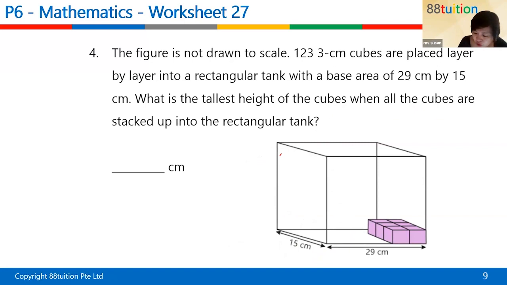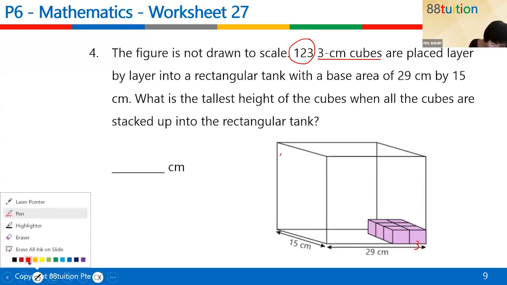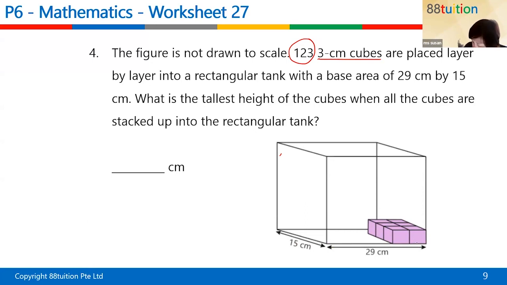The figure is not drawn to scale. 1, 2, 3. And these are the cubes, which is 3 by 3 by 3. That is what they are trying to tell you. And how many cubes are there? This is the number of cubes. And then they want to place them into this rectangular tank. This base area is 29 by 15. So you can see that each one is 3, right? So if each one here has 3, what can you say? Are you going to fit everything? 3, 6, 9, 12, 15, 18, 21, 24, 27. So there's still wastage here. This is only 2. So not enough, right? But then you cannot squeeze in.